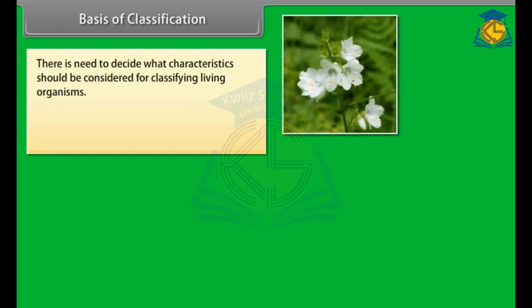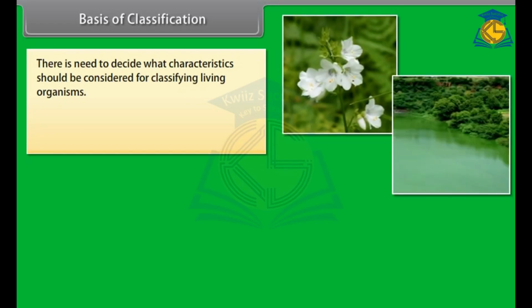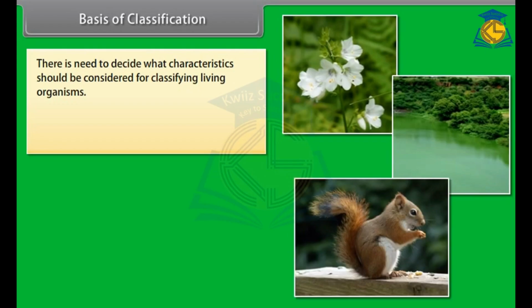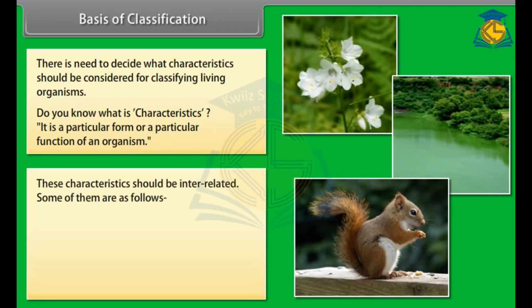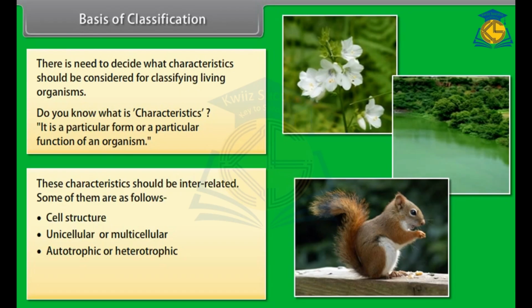So there is need to decide what characteristics should be considered for classifying living organisms. Do you know what is characteristics? I think it is a particular form or a particular function of an organism. These characteristics should be interrelated. Some of them are as follows: cell structure, unicellular or multicellular, autotrophic or heterotrophic, level of organization, and body design.